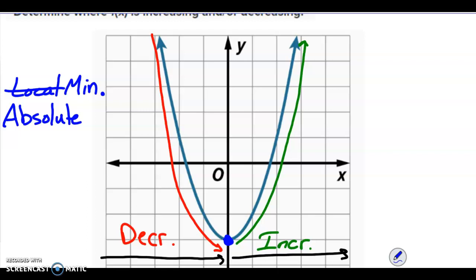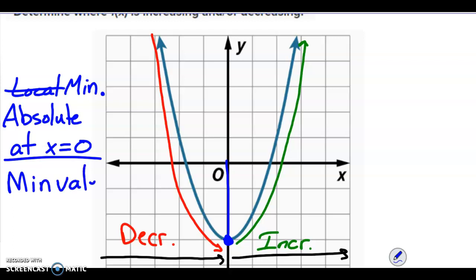Now, here's the situation. It is at x equals 0. And the actual value, the minimum value, is what the y value equals at that point. So the absolute minimum is at x equals 0, and then the actual minimum is going to be -3. We'll talk a little bit more about that as we see these next couple slides.